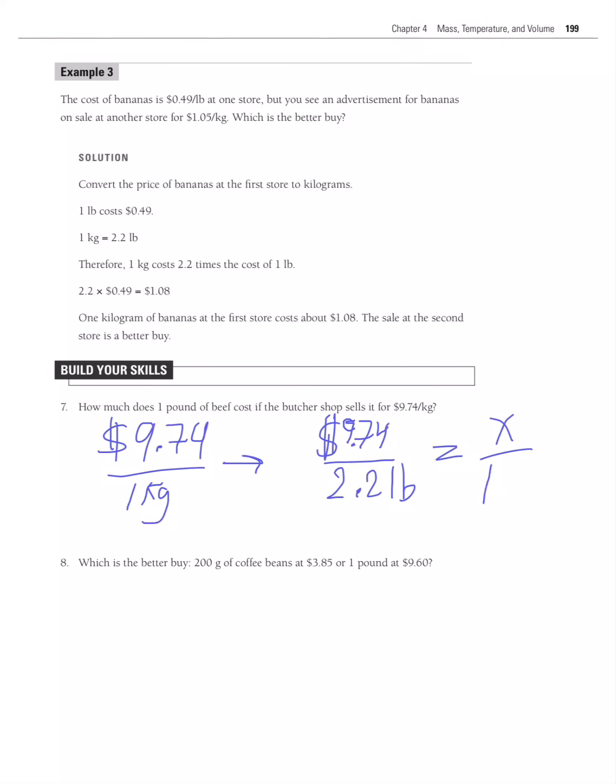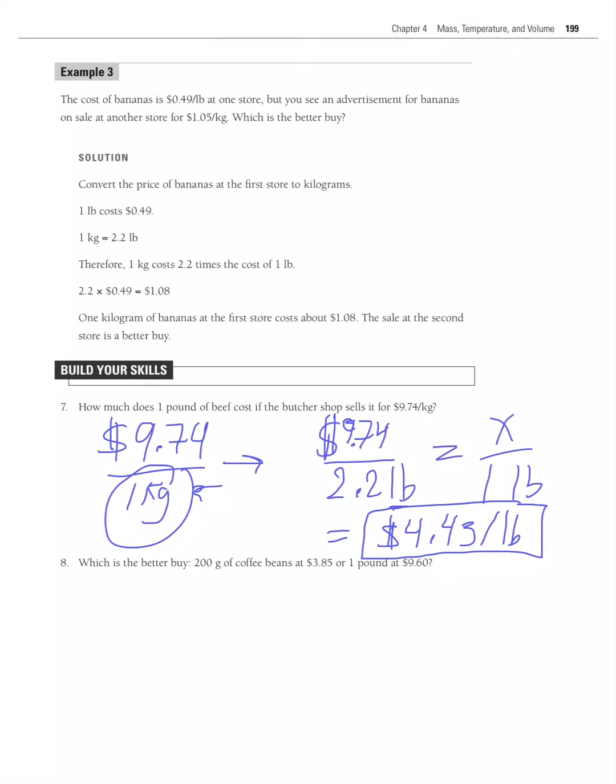Right away, instead of just writing this, I change this immediately to pounds. And now that it's in pounds, I can do a cross multiply. So 9.74 divided by 2.2, and I get x is equal to $4.43 per pound. That's not the only way you could have done that, but that was the way that jumped out at me.